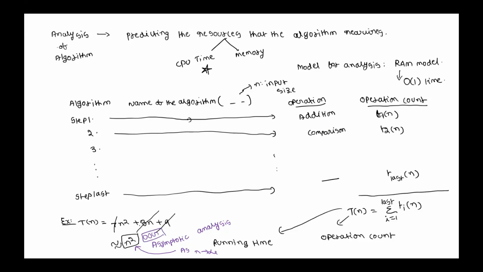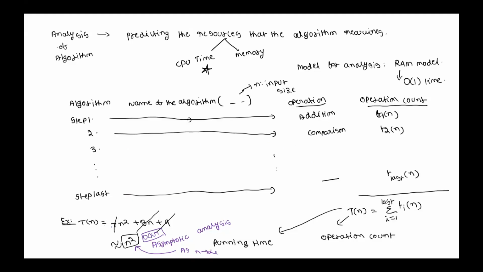One step, total T of n is this. One step, one operation is performed say n times. Is it necessary to count that? Is it necessary to count and include it? If it is n times, we need to consider it. But frequently performed operations we consider.